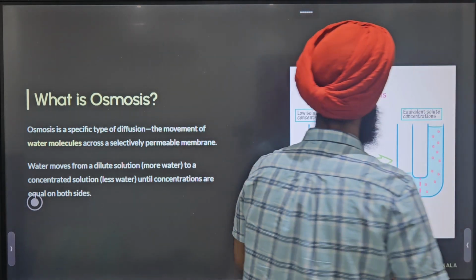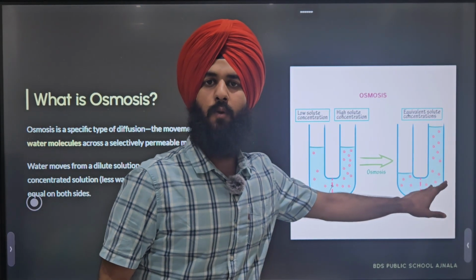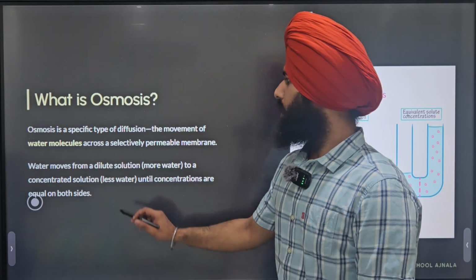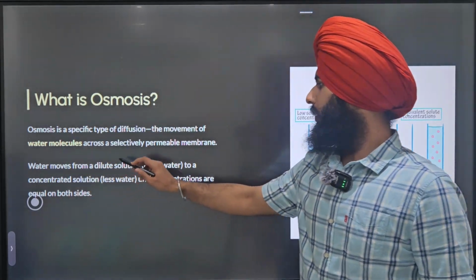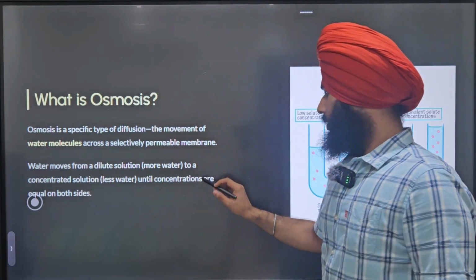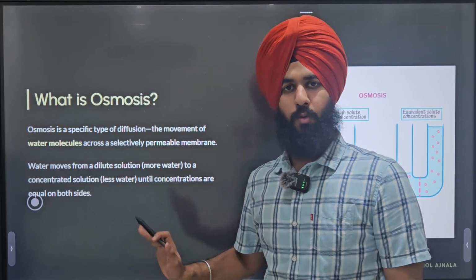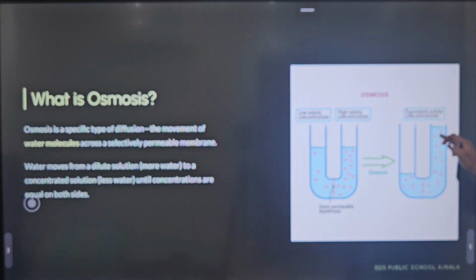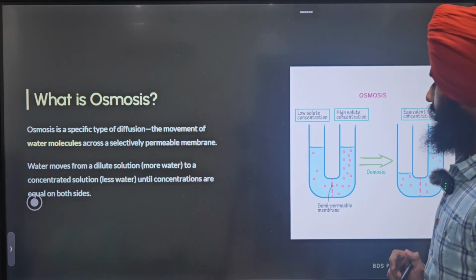So until the concentration of water is the same on both sides. Water moves from a dilute solution to a concentrated solution until concentrations are equal on both sides. So it will keep moving until the concentration is equal on both sides.